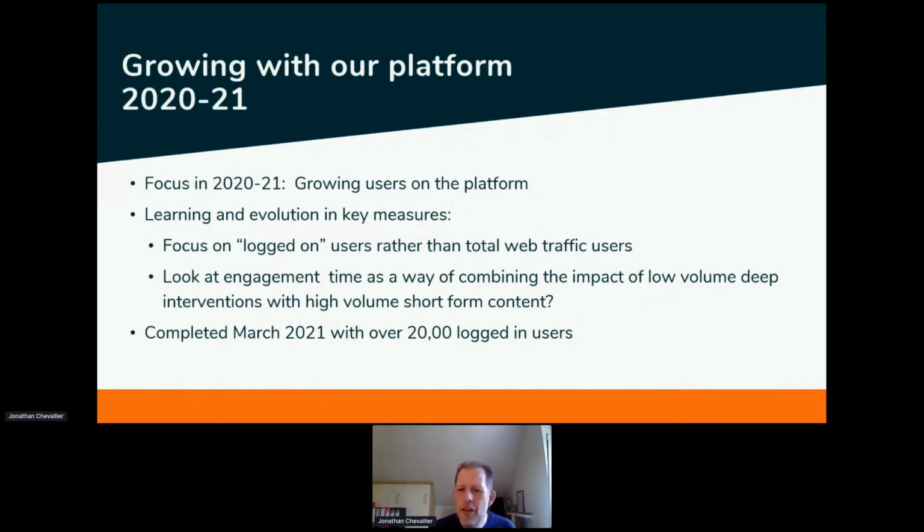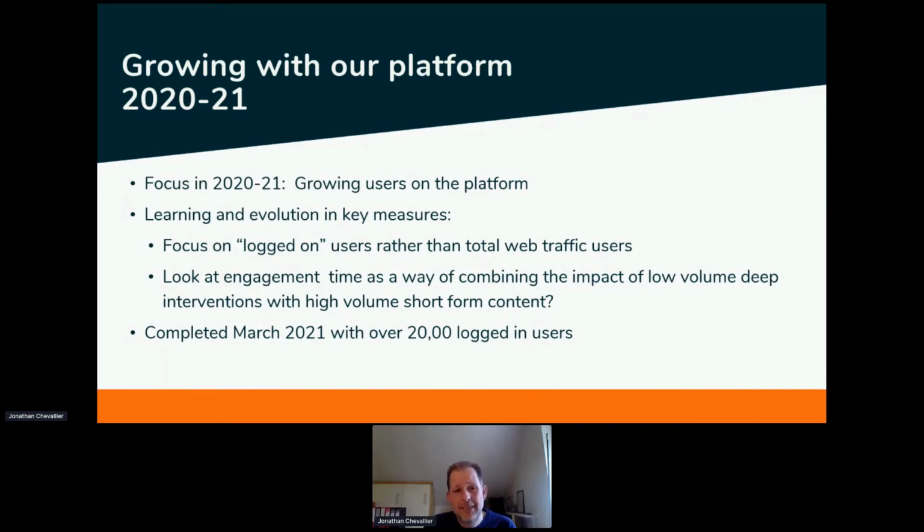So both of those have value, but how do we have a way of aggregating that value? And we came to the view that a nice way to look at that is to look at total time of engagement, because that's a common metric across all forms of content and engagement. So that's what we're starting to do now as well.